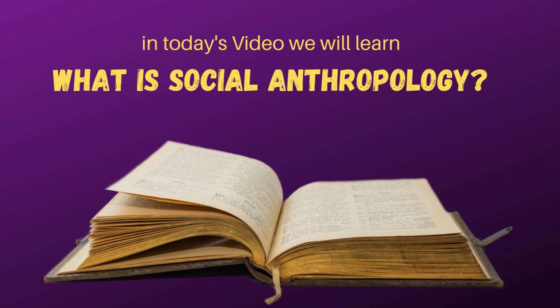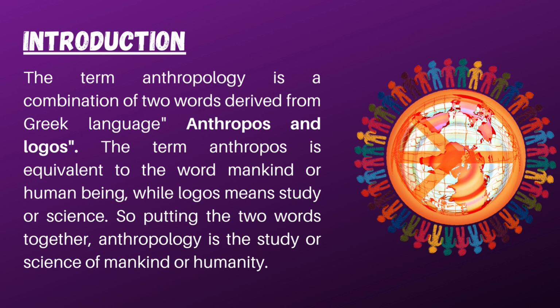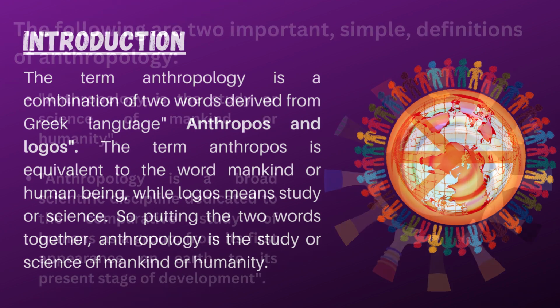In today's video, we will learn what is social anthropology. Introduction. The term anthropology is a combination of two words derived from Greek language, anthropos and logos. The term anthropos is equivalent to the word mankind or human being, while logos means study or science. So, putting the two words together, anthropology is the study or science of mankind or humanity.